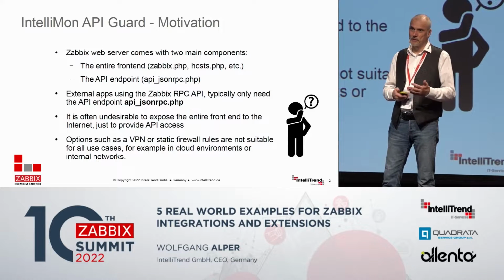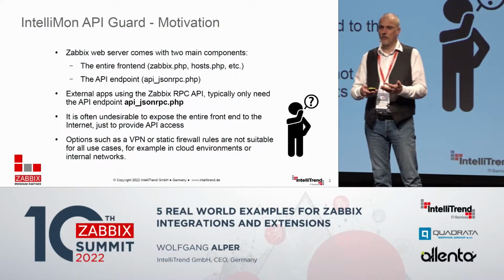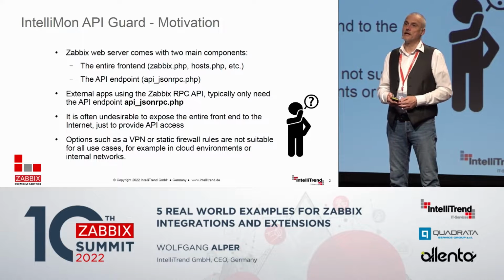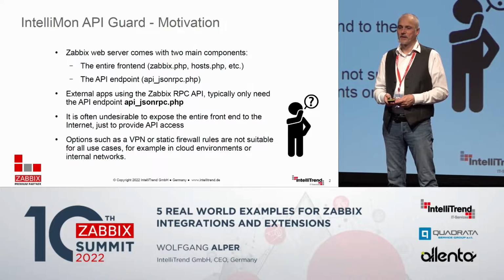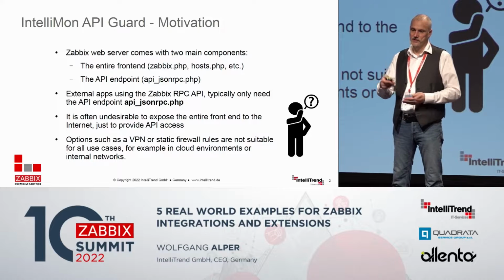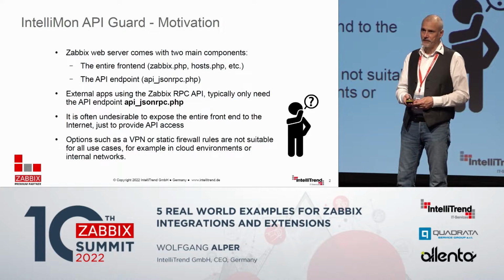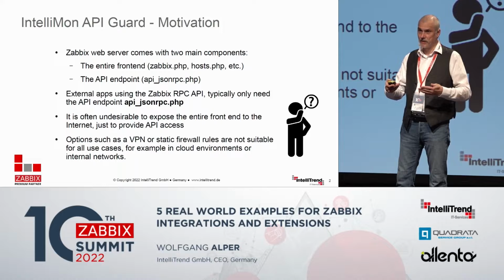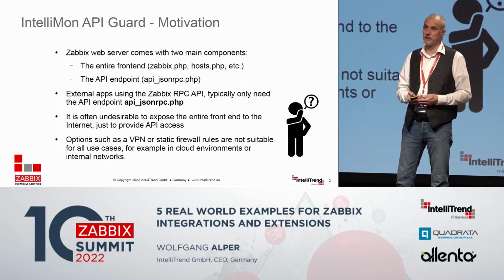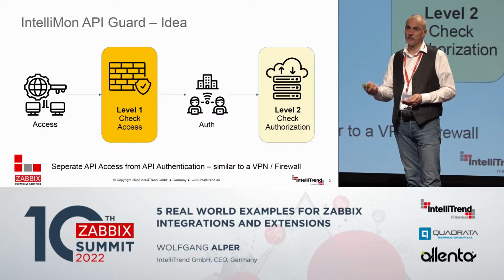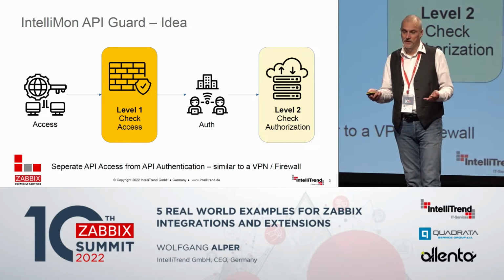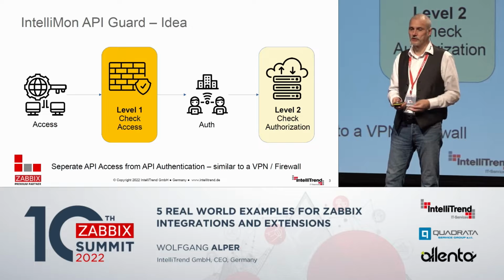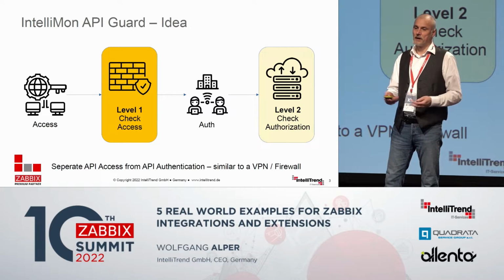And then you come up with solutions like a VPN or with static firewall rules. And if you, for example, use an application like we have outside in our offering, then this is very hard to implement actually. So it's not suitable. So the question is, can there be a way where we can protect our API endpoint, where we do not expose our front end, but still have access to the API via the internet? And then we came up with a very simple idea I would like to share with you in this small lightning talk. And that is our API Guard idea.